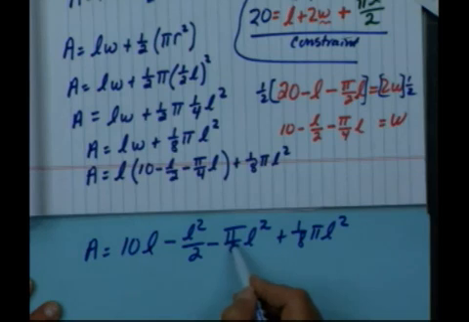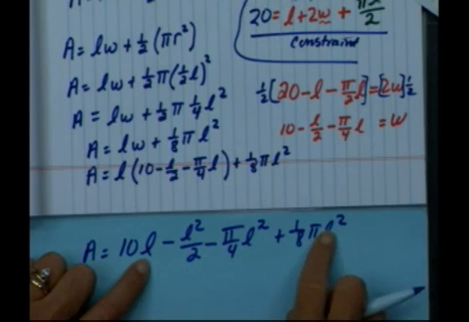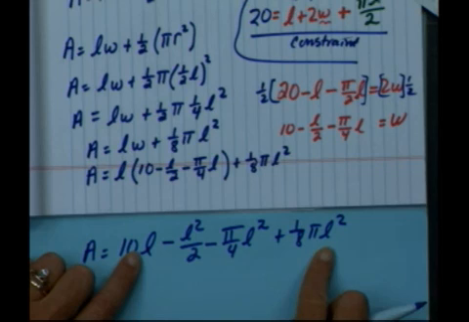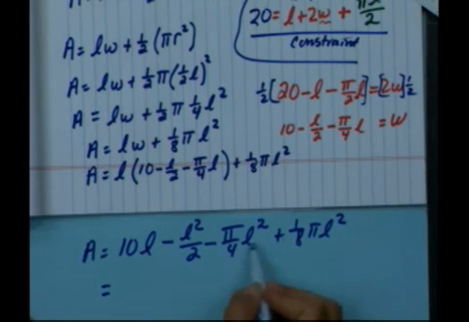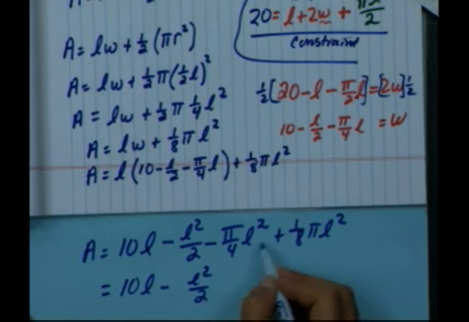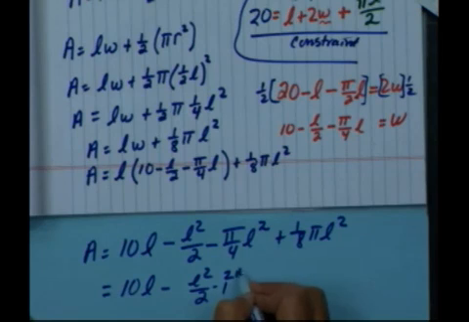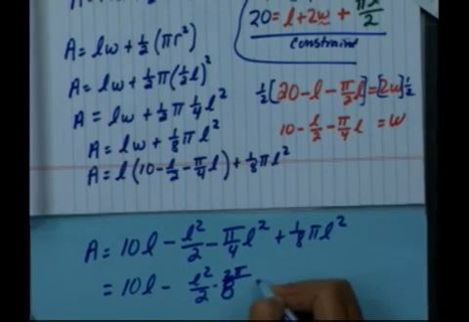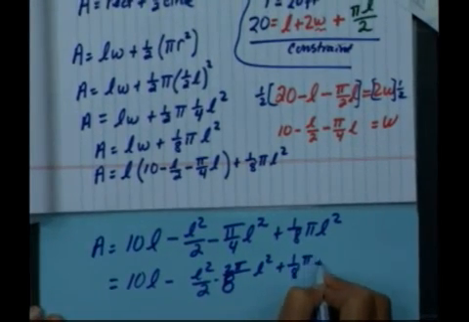Pi is just a number, 3.14. So you have 10L, and then you've got L squared. That's just like an X and an X squared. So you're going to have a parabola that works there. All right, so if you wanted to get a common denominator there, you got 10L minus L squared over 2. Pi over 4 is the same thing as 2 pi over 8. So you've got minus 2 pi over 8 L squared plus 1/8 pi L squared, if I was just getting a common denominator there to go with this one.